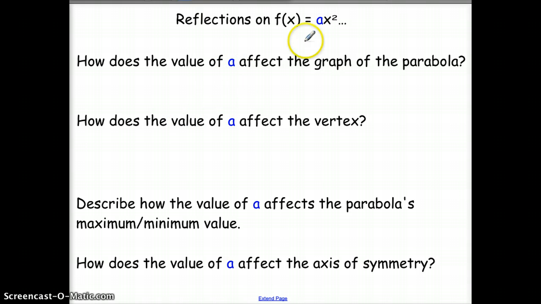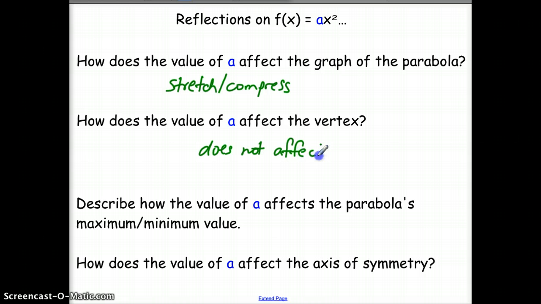Let's reflect on what happens when we change the value of a. How does the value of a affect the graph of the parabola? Remember, it stretches or compresses. If it's a number bigger than 1, it stretches. If it's between 0 and 1, it compresses. How does the value of a affect the vertex? Well, the vertex didn't move at all. It was always 0, 0. So remember, a does not affect the vertex.